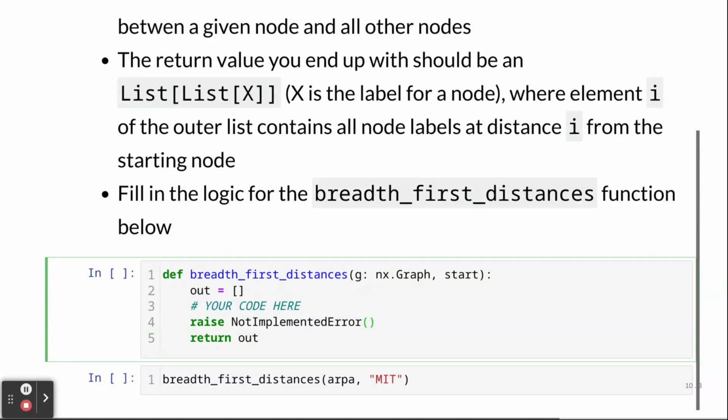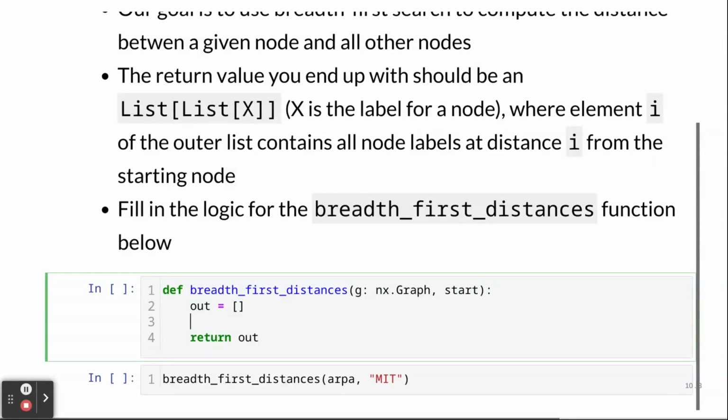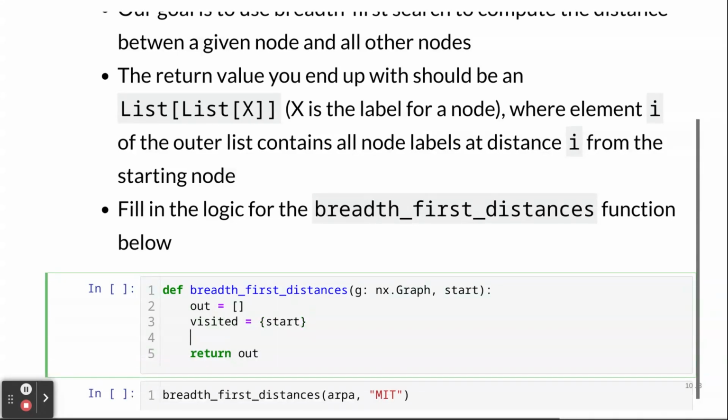Okay, so if I were to work on this problem, the first thing I would do is consider that I have to keep track of all the nodes that I've already visited. So here I'm going to create what's called a Python set using these curly braces, and I'm only going to include the start node so far. A set is a special data type in Python that's kind of like a list or a tuple, but it can only keep one copy of every element. It only keeps unique elements.